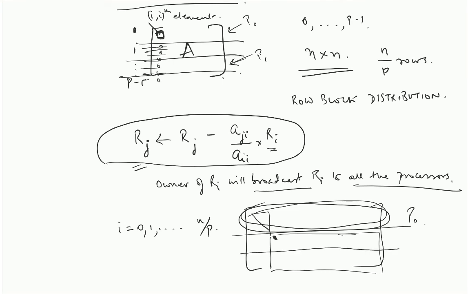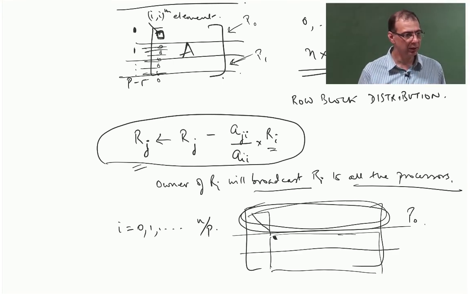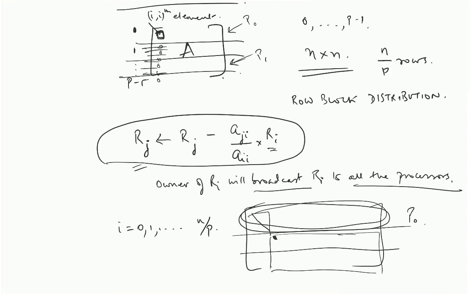So after another n by p, when you reach 2n by p, 2 processors are going to become idle. And so on, right? So this is really not efficient. This is quite a bad distribution. Okay? So how do you fix this?